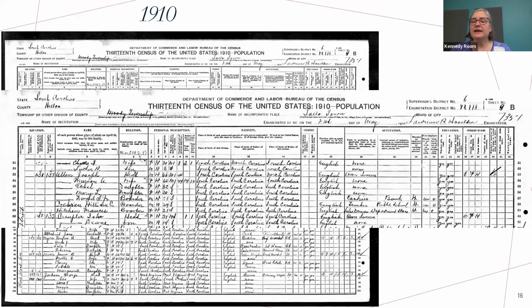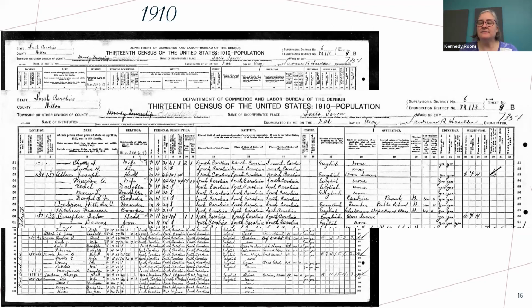Were they an employee, employer, working on their own account? If they were an employee, whether out of work on April 15th, the number of weeks out of work during 1909. I'd have to do a little bit more research, but it seems like there was a little mini depression of sorts there. And their education, can they read, can they write, have they attended school since September 1909, so just that school year. And ownership of home, whether it's owned or rented, owned free or mortgaged, and whether it's a farm or a house, the number of farms schedule.